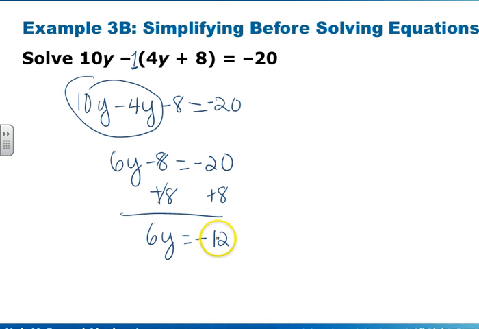Again, please be very careful with your sign. Here we divide by 6, and y is negative 2. And that's it. Pretty simple, right? You already know how to do the hard part. Now it's just taking it one step further and solving the two-step equation.